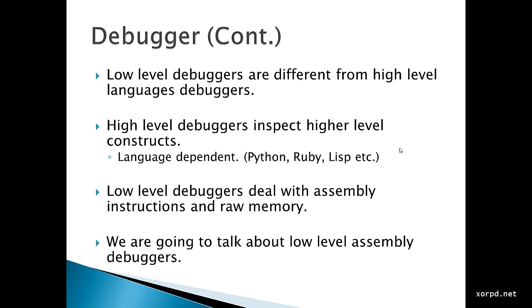Some words about different types of debuggers. Low-level debuggers are different from high-level language debuggers. High-level debuggers inspect high-level constructs, and those are language dependent. For example, there are debuggers for the Python scripting language and also for Ruby, Lisp, and so on. As opposed to those debuggers, low-level debuggers deal with assembly instructions and raw memory. We are only going to deal with low-level debuggers in this course.